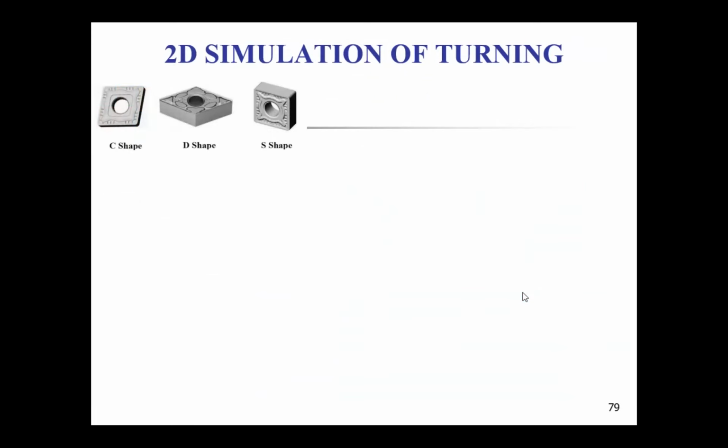So here we are going to come across some examples. So I am nearing my presentation. The first one is the 2D simulation of turning process. In this study I am going to consider 3 different cutting tool inserts of different shapes: C shape, D shape and S shape. That is the angle included. In the case of C shape, the included angle is 85 and here this is 55. The angle is 55 and here it is 90. In the S shape it is 90 degrees.